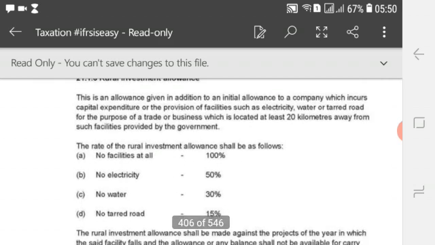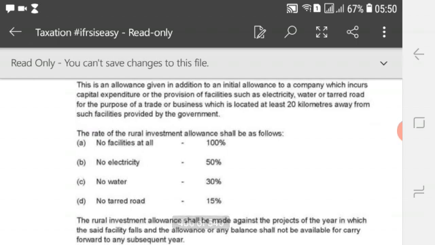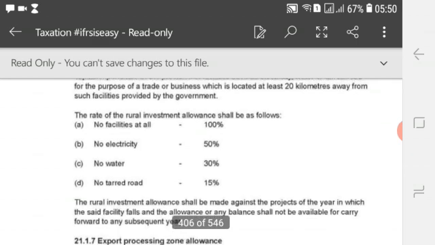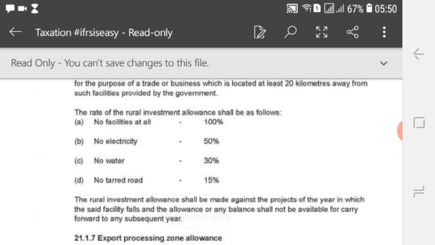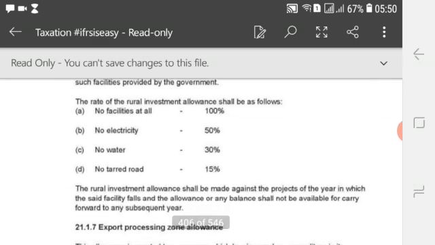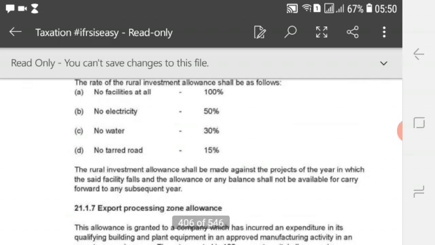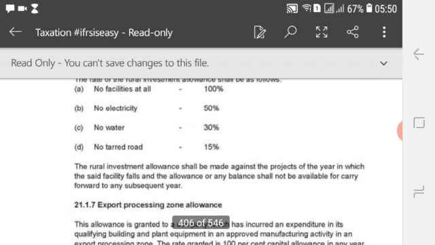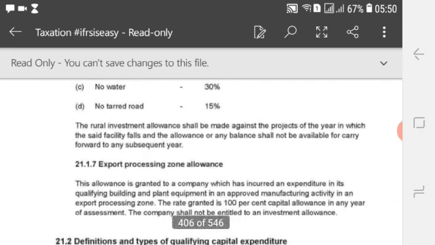So on this note, when there is no facility at all in the environment, that particular place will be given 100%. When there is no electricity, but there is water and tarred road, 50%. Where there is water, no electricity, and no tarred road, and when there is no water but there is electricity and there is tarred road, give them 30%. So when there is no water, 30%. When there is no tarred road, 15%.